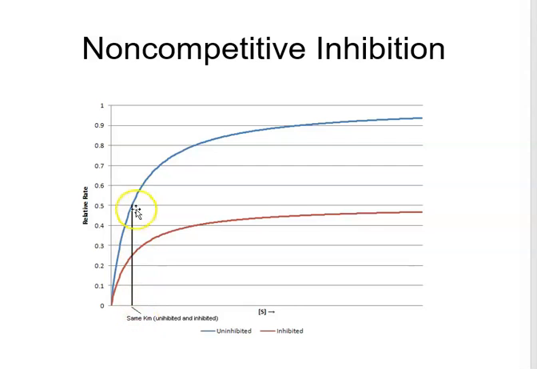So the Km value, regardless of whether it's inhibited or uninhibited, ends up being the same. So it's kind of a weird combination that happens here. It seems weird that you can have that, but it's able to happen. It's possible, as you can see here.